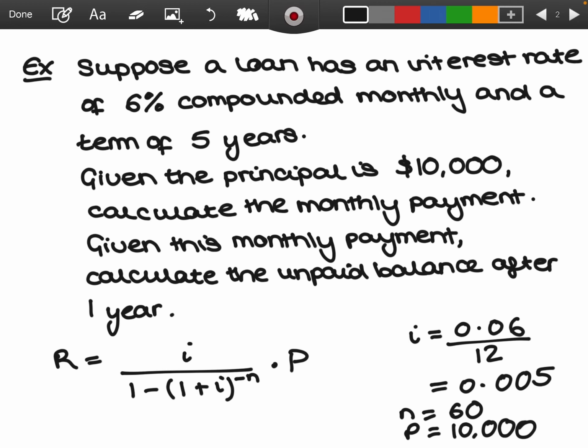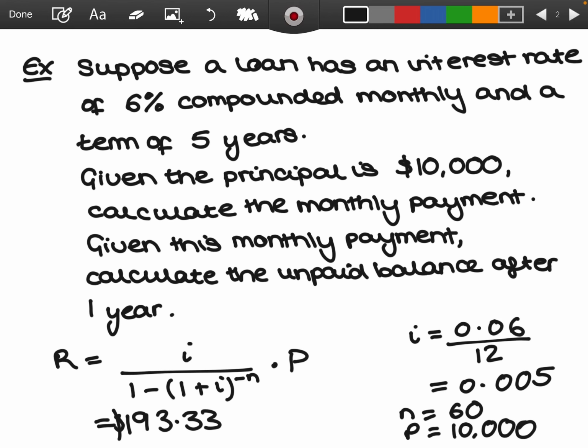If you plug all of that into that formula, you should find that your loan every month is going to cost you $193.33 if you round it. Again, we're dealing with money here, so round it to 2 decimal places. It's $193.33.